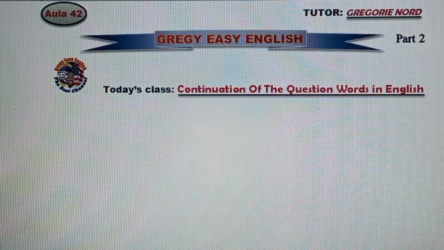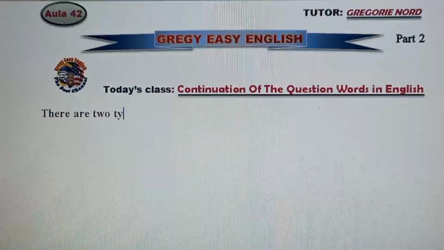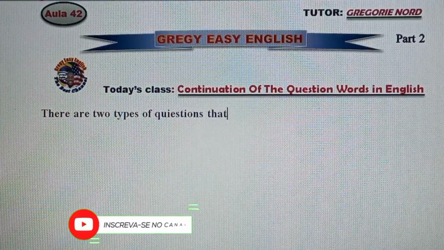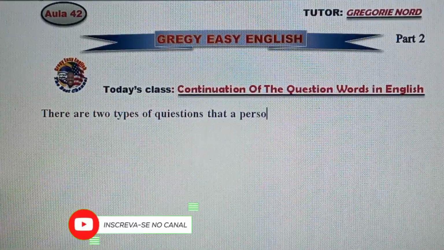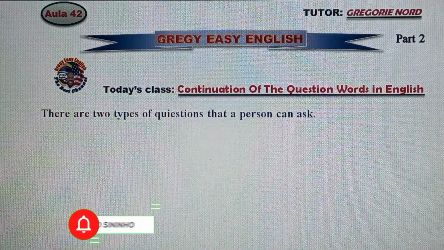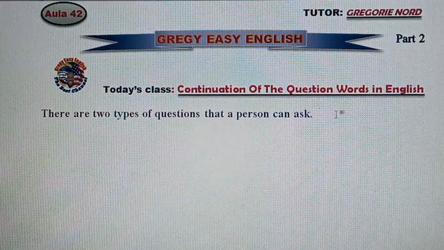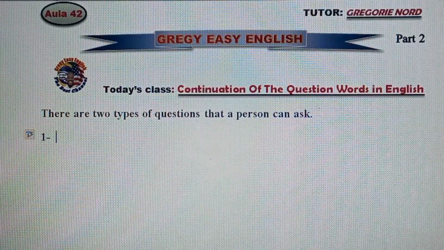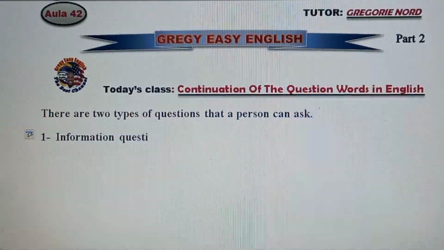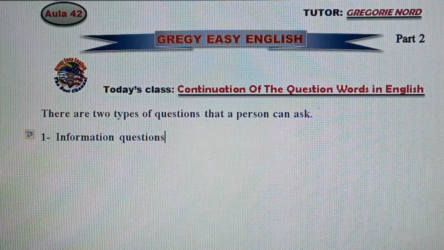As I said before, in English, there are two types of questions that a person can ask. The first type of question that a person can ask is information questions.